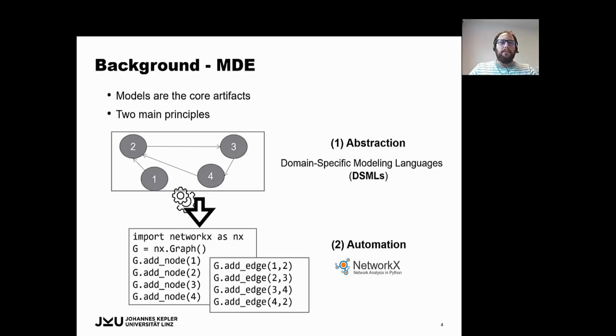So MDE is a methodology that advocates for the use of models in all phases of software development. This methodology is based on two principles. The first one is abstraction, in which it is frequent to create domain-specific modeling languages, and the second one is automation, in which the code is generated from a model. So in this example, our DSML is for creating graph representations, and from this representation we can generate NetworkX code. NetworkX is a Python package for the creation, manipulation, and study of complex networks.